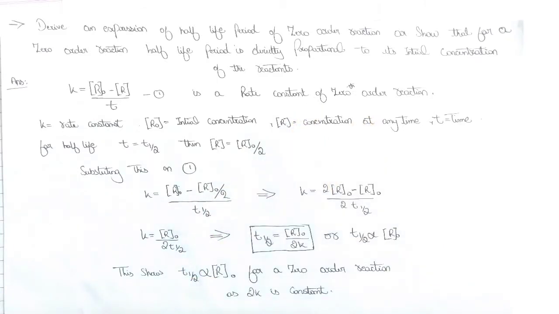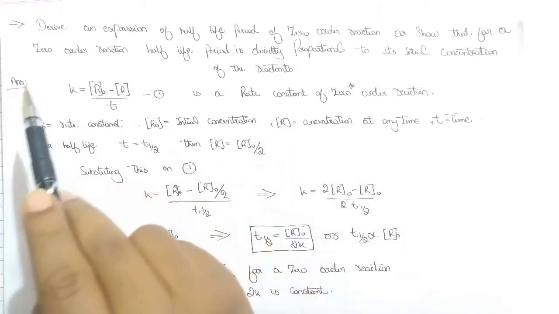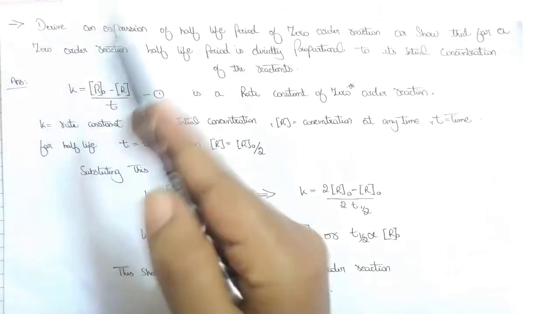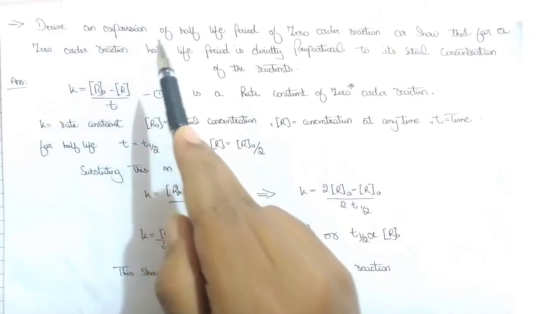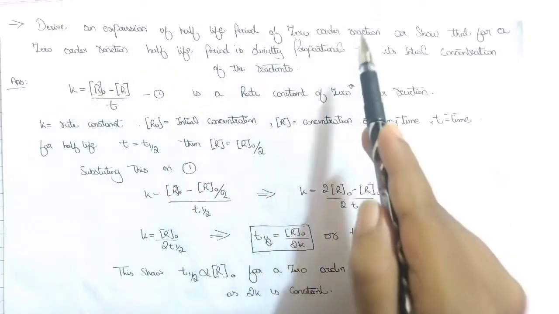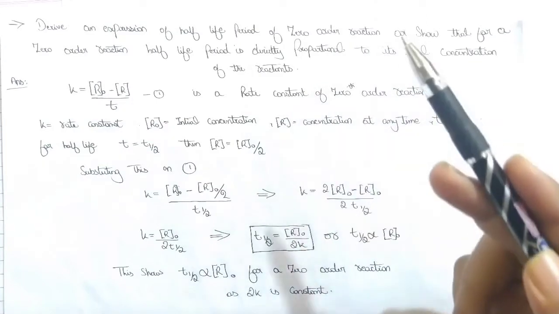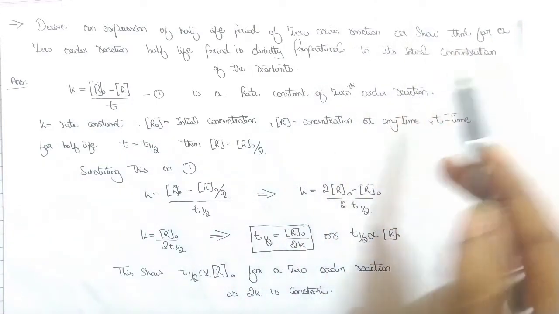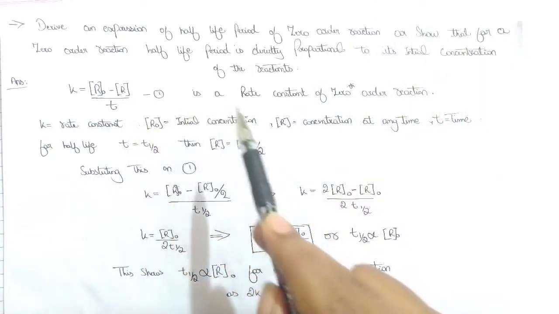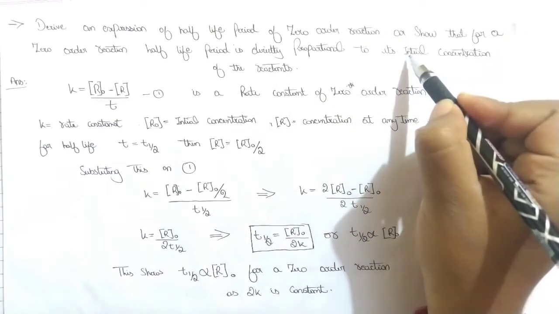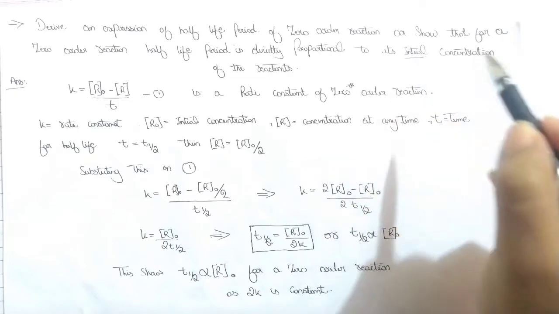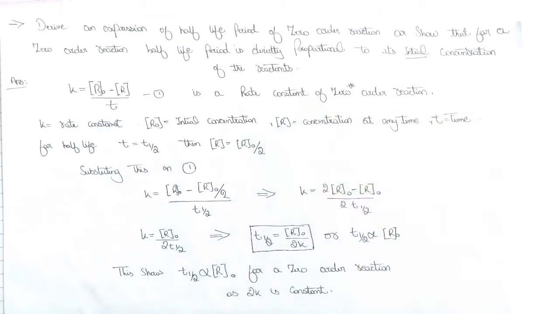Now, moving further, let me state the question and the possible ways it can be asked. Derive an expression for the half-life period of a zeroth order reaction, or it may also be stated as: show that for a zeroth order reaction the half-life period is directly proportional to its initial concentration of the reactant. Please remember this.